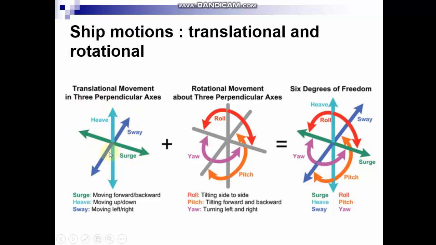Another movement is possible, which is rotational movement, which also occurs on three axes: rolling, pitching and yawing. If we sum up these two together, we can find that a ship has 6 degrees of freedom.